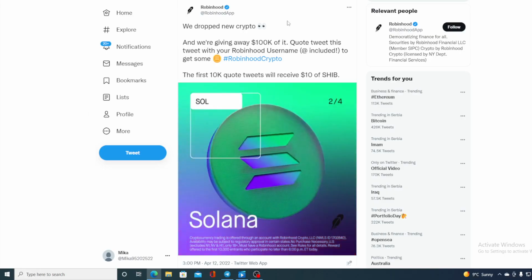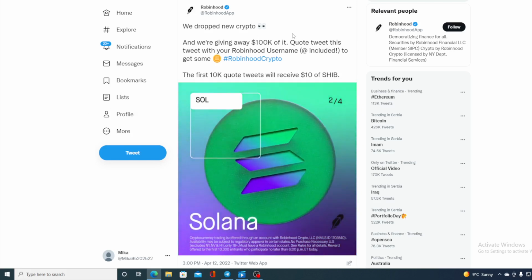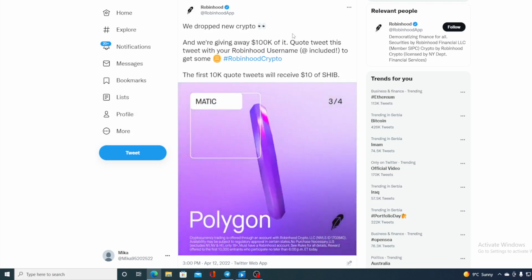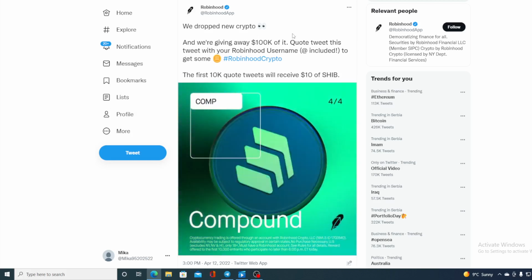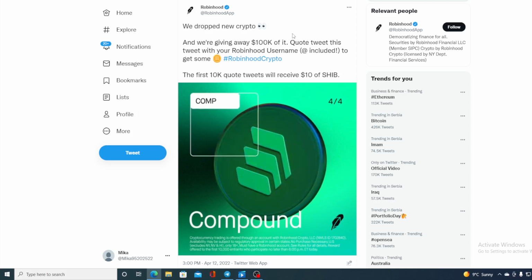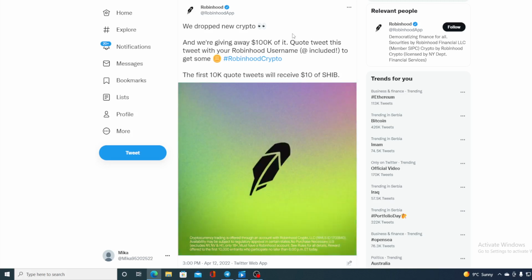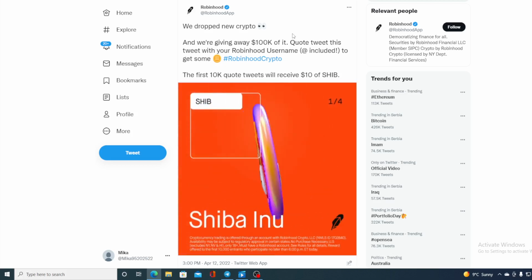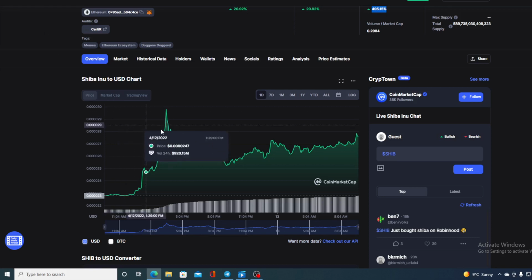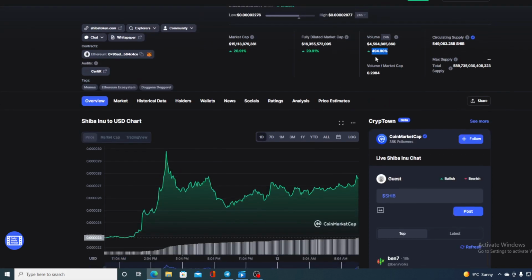This is actually a tweet from Robinhood. We dropped new crypto and we are giving away 100k of it. Quote tweet this tweet with your Robinhood username to get some. The first 10k quote tweets will receive 10 of SHIB. So Shiba Inu is listed on Robinhood. So it's no wonder we are seeing this price spike and we are seeing this huge trading volume, guys.